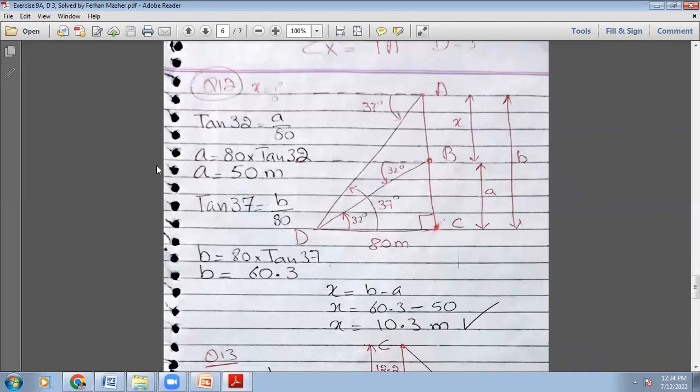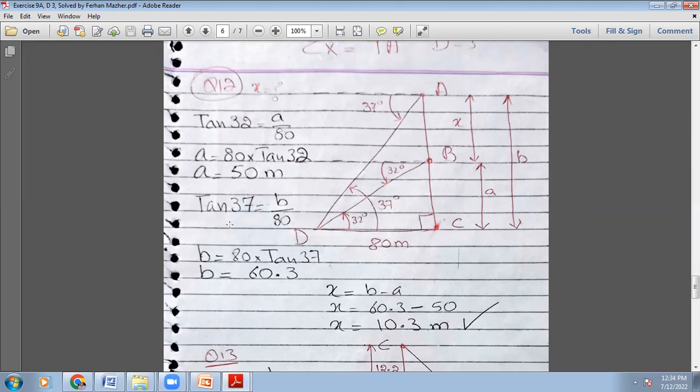So I will apply tan 32. This is a smaller right angle triangle. So it will be perpendicular a, by the base, which is 80. So a will be equal to 80 multiplied by tan 32, and a will be equal to 50 meters.